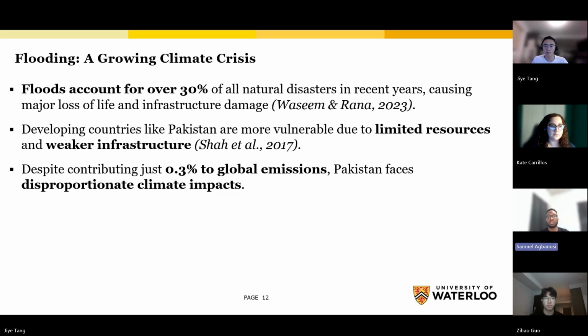Over the past few years, floods have made up more than 30% of all natural disasters that occur in the country. And while Pakistan itself only contributes 0.3% of global greenhouse gas emissions, it faces some kind of disproportionate damage due to its geography and limited adaptive strategies. Since 1950, the country has averaged one major flood every 3 years.